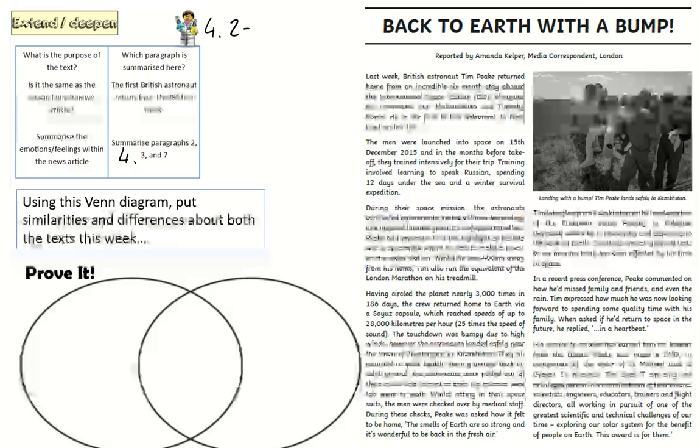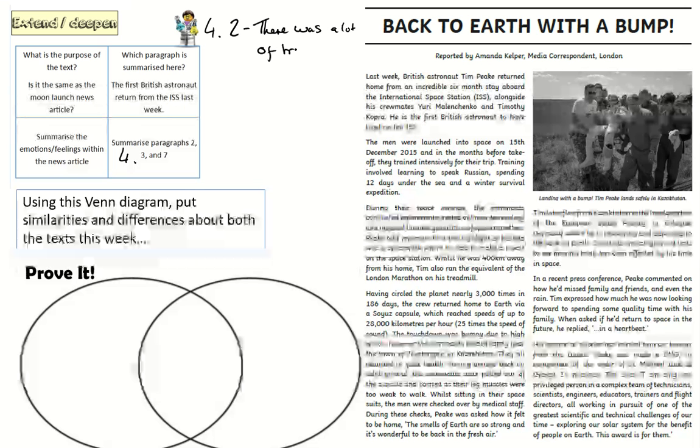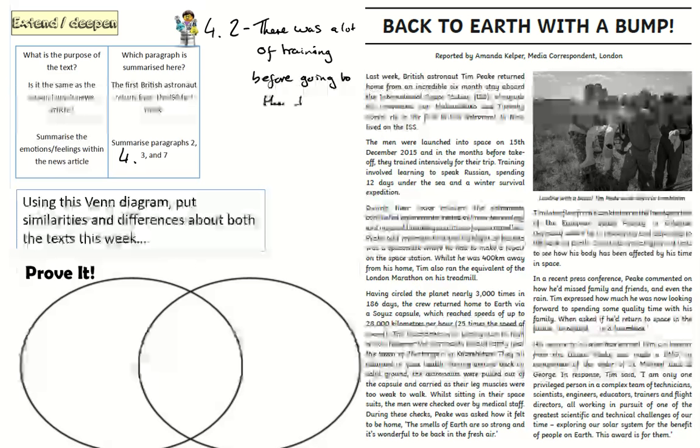So, I could summarise that by saying there was a lot of training before going to the ISS. As soon as I start listing them, there was a lot of training, including going underwater, speaking Russian. You may as well, that's not summarising. Just summarise it then. There was lots of training before going to the ISS. You've got to kind of make it simpler. Sometimes you feel like you've not written enough.